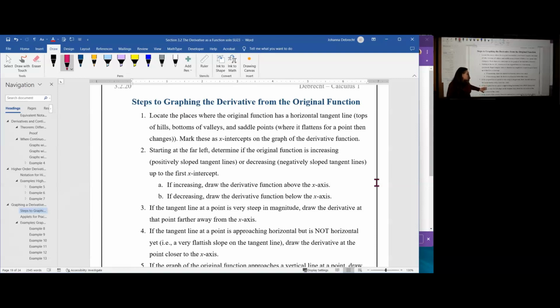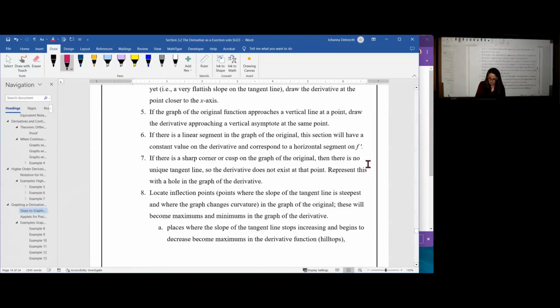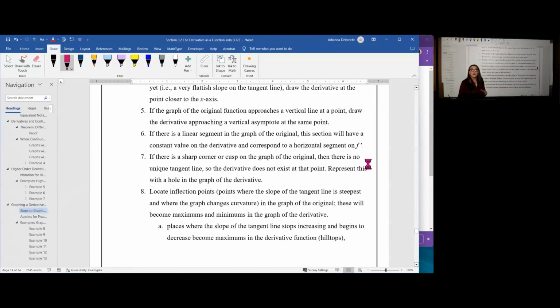The next thing that we want to look at is if the graph of the original function is approaching a vertical line at a point. The graph of the derivative will also approach a vertical asymptote at that point, as we saw with the graph of the square root of x and its derivative, 1 divided by 2 times the square root of x.